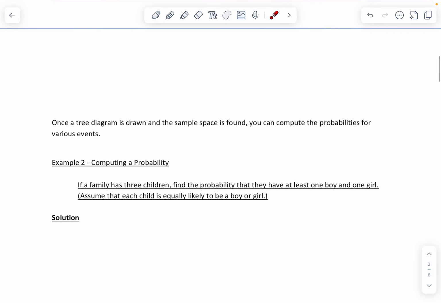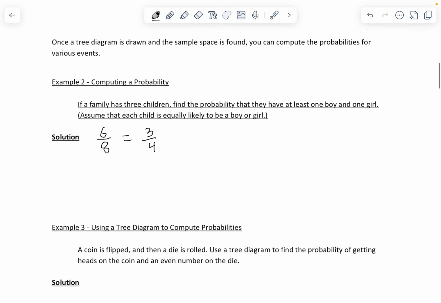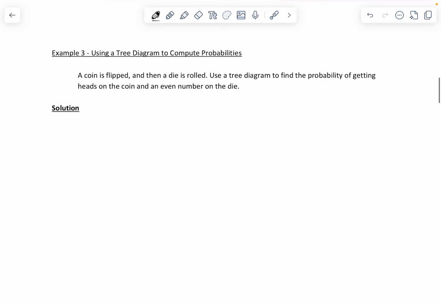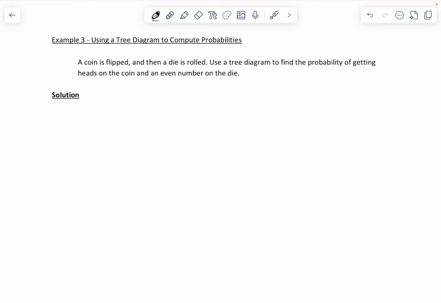So this probability would be 6 out of 8, which reduces down to 3 out of 4. Let's look at another example. Let's say that a coin is flipped and then a die is rolled. So we want to use a tree diagram to find the probability of getting heads on the coin and an even number on the die. So let's use a tree diagram to come up with our sample space.